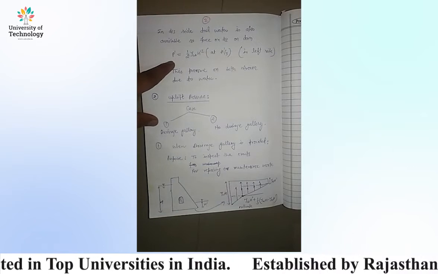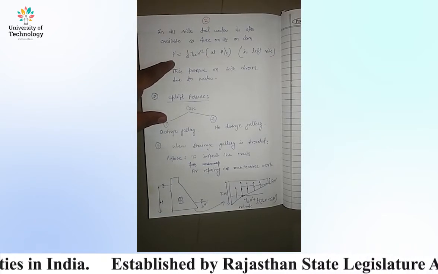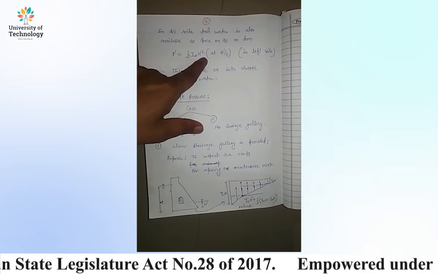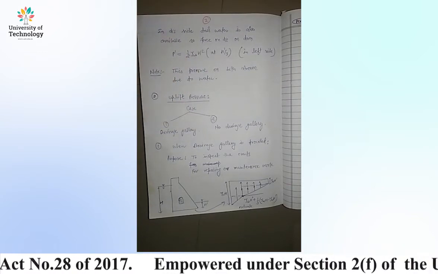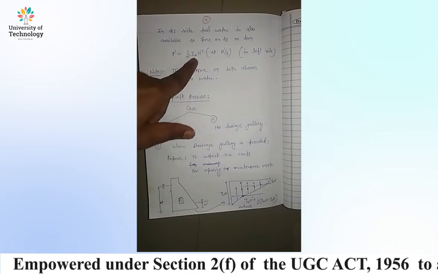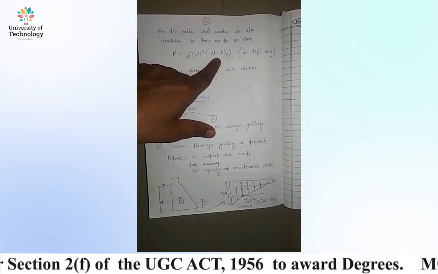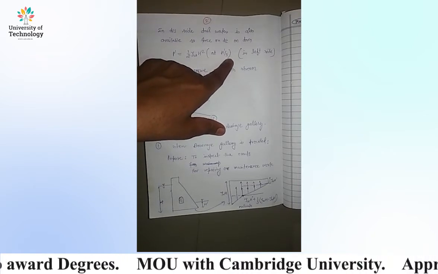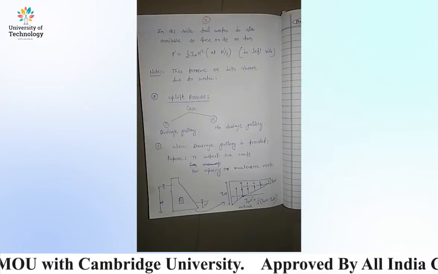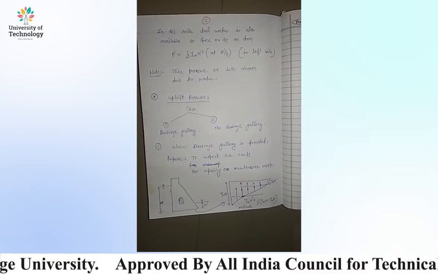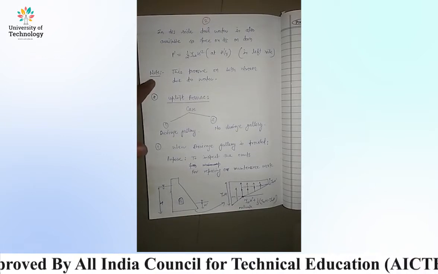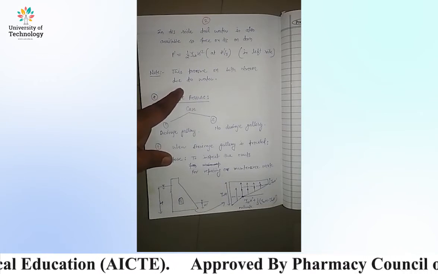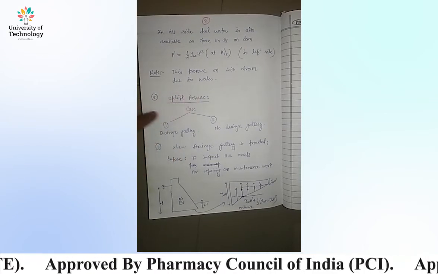So the value of P dash, the pressure force, equals 1/2 gamma W H dash square, similar to the previous equation, and acts at H dash/3 height on the left side. Here a very important point is that the pressure on both sides is due to water.